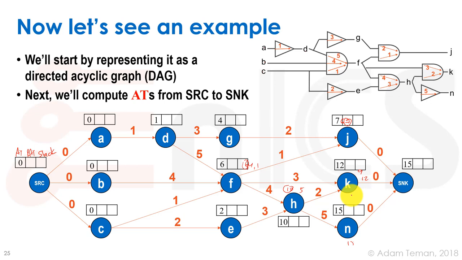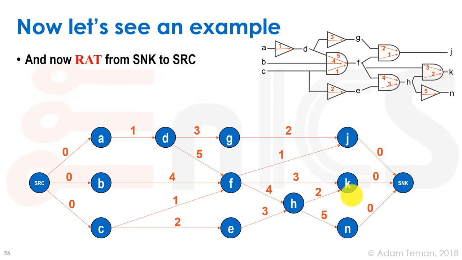So we've filled in all of our ATs for each of these nodes. Now we can go and look at the same thing to compute the RAT. So we know that the end game is that we want to meet T equals 12. So our final condition is that the required arrival time at the sink will be T, which is 12 in this case. So we fill in 12 here, and obviously since all these edges are 0, we get 12 for all of our primary outputs.